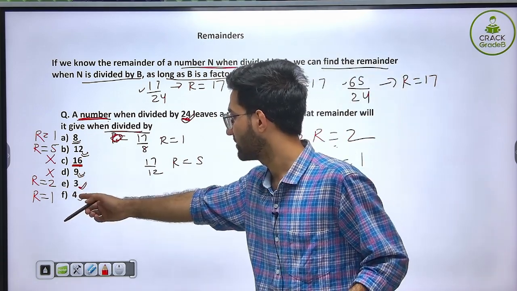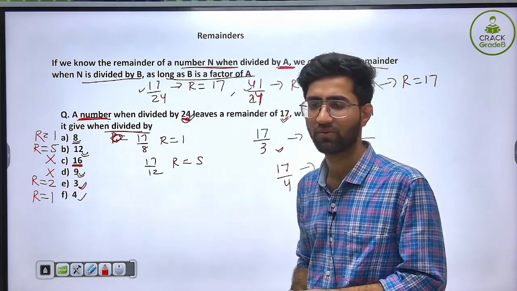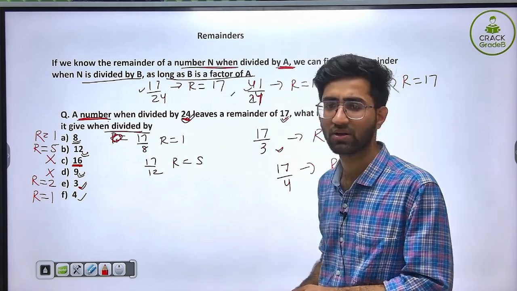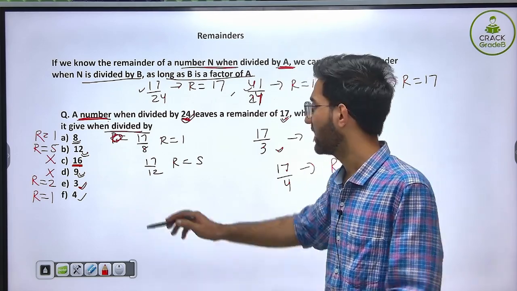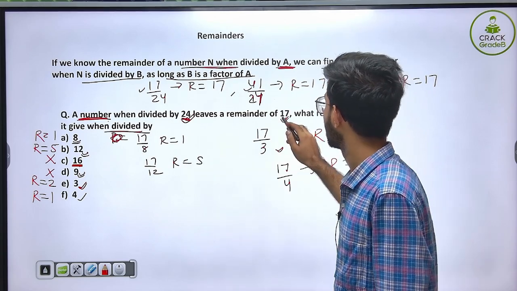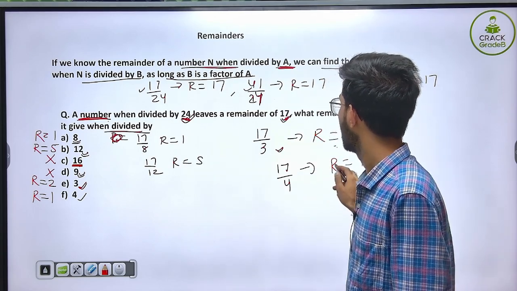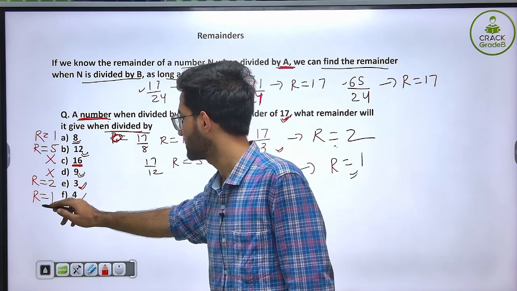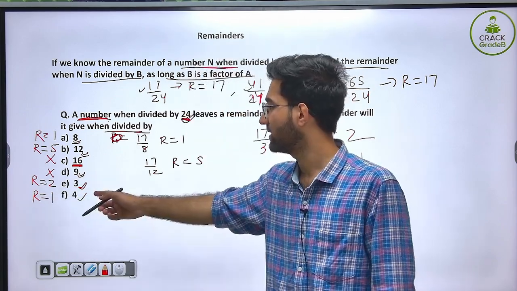Now let us look at 4. See, 4 is also a factor of 24, right? And if 4 is a factor of 24, what does it mean? That you can directly divide this 17 by 4 and you will get remainder 1. So you can say that the remainder is 1, right?